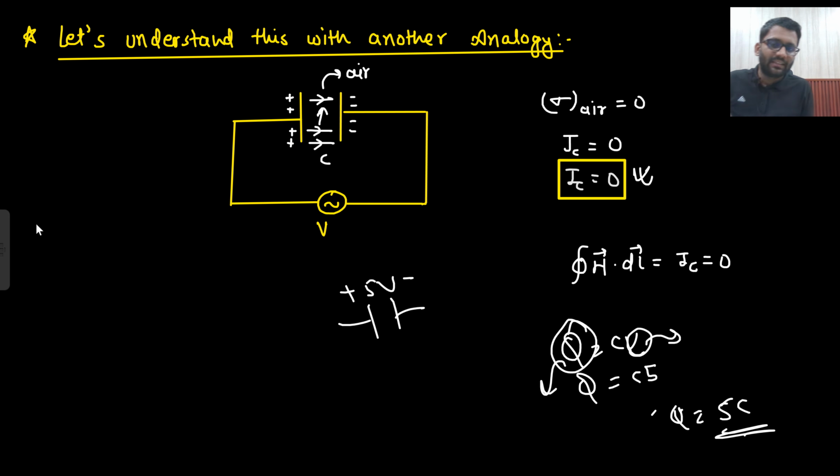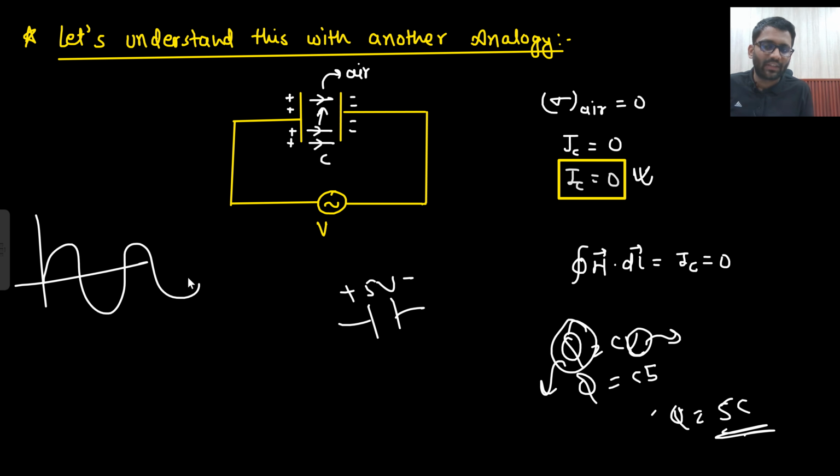Sometimes it is getting less. Let's just say the voltage was some sinusoid, so the charge will also be sinusoid. The charge is also varying. Now if charge is varying, then certainly the electric field will also be varying.